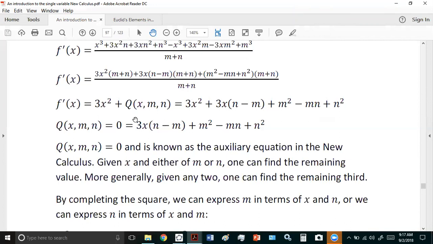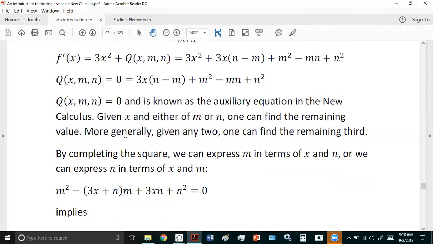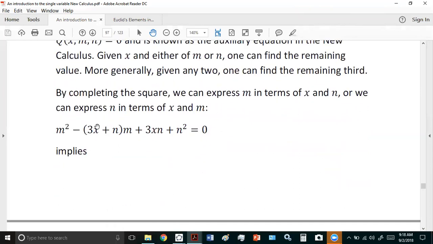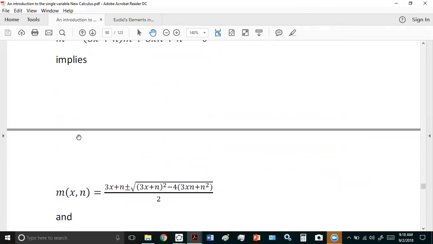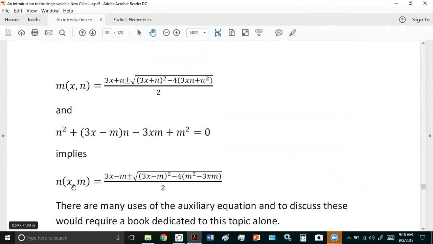But anyway, this expression here is equal to 0 and is known as the auxiliary equation in the new calculus. So given any two of these, you can find the other one. Usually you're given x, and you can pick one of m and n and then form an equation to find the other. And that's what I do here. I show you how to find m from x and n, and how to find n from x and m.